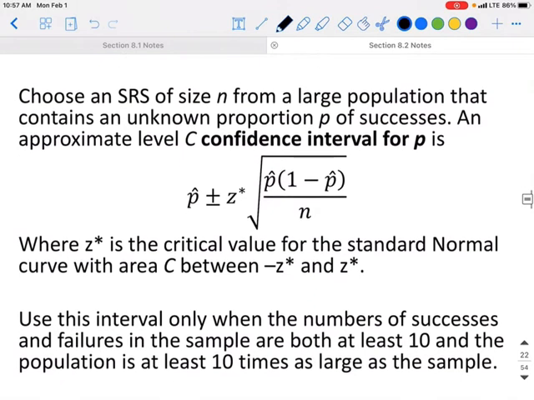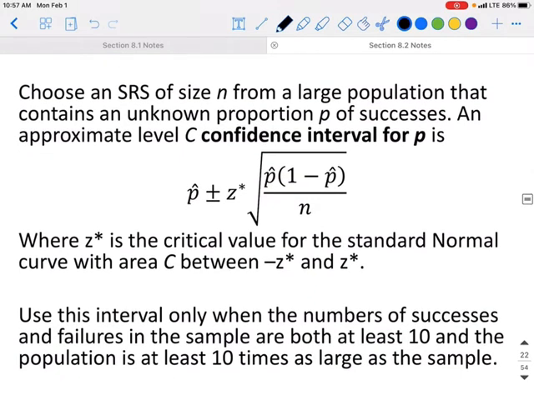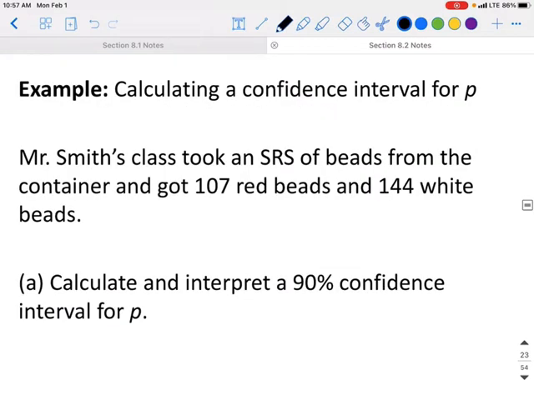When you choose a simple random sample of size n from a large population that contains an unknown proportion p of successes, an approximate level C confidence interval for P is given in that form. But remember, z star is the critical value for the standard normal curve, with an area C between negative z star and positive z star. Use this interval only when the number of successes and failures in the sample are both at least 10 and the population is at least 10 times as large as the sample.